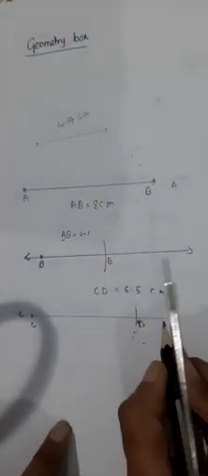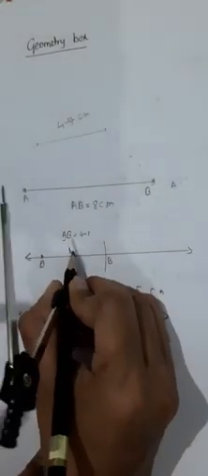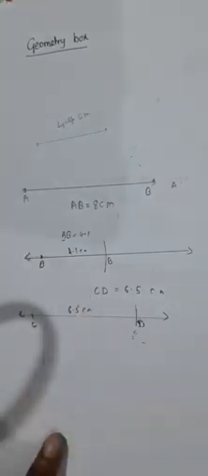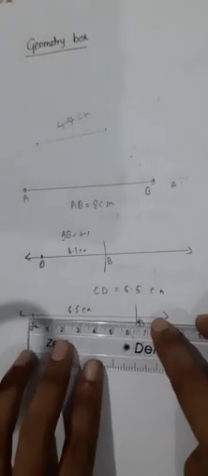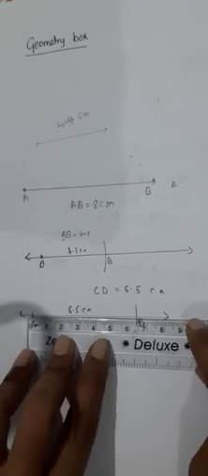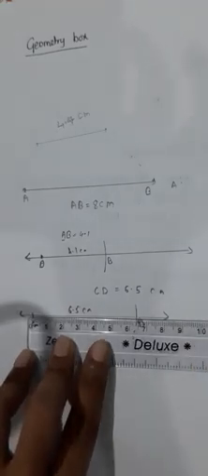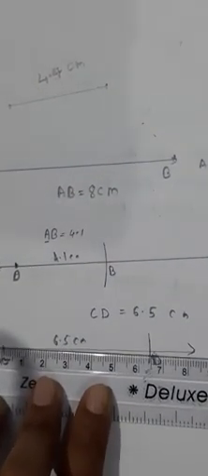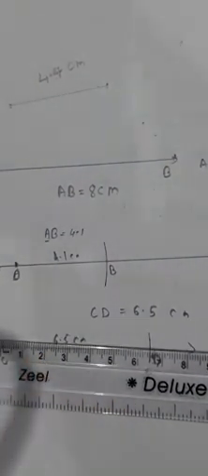Using the scale, you can write 4.1 centimeters here. Here it is 6.5 centimeters. Use the scale and measure. Yes, it is exactly 6.5 centimeters. So this is how we construct a line segment using a compass and a scale.